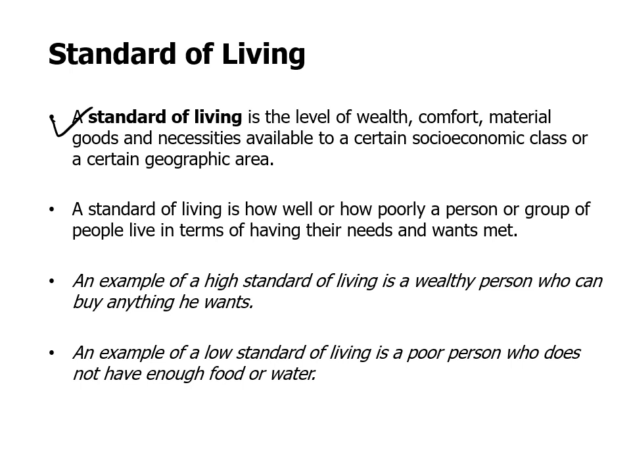So what we're saying is, how well do we live? Okay, what's our level of wealth, comfort, material goods, necessities? Okay, do we have running water? Do we have electricity? Do we have roads? Do we have good schools? Do we have healthcare? Okay, if we have all these things in abundance, then we have a good standard of living. So a standard of living is how well or how poorly a person or a group of people live in terms of having their needs and wants met. An example of a high standard of living is a wealthy person who can buy anything he wants, anyone who can buy anything she wants, right? An example of a low standard of living is a poor person who does not have enough food or water.